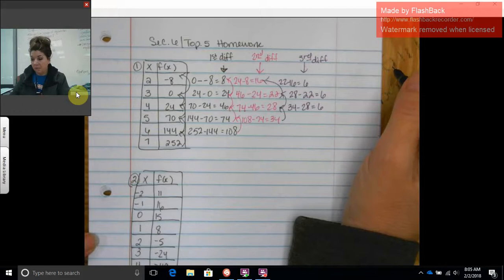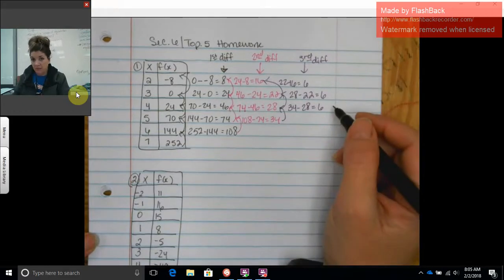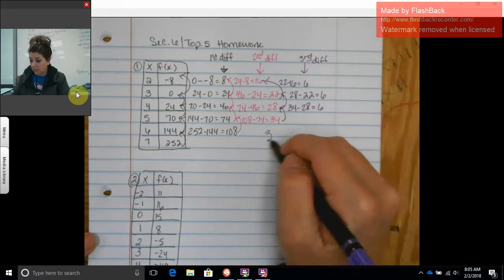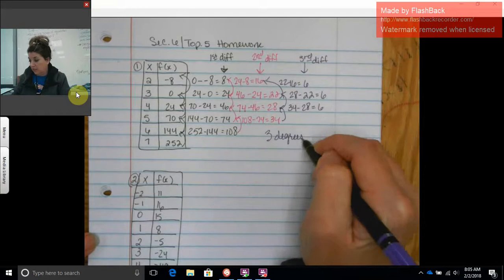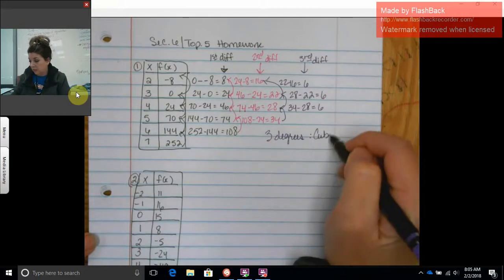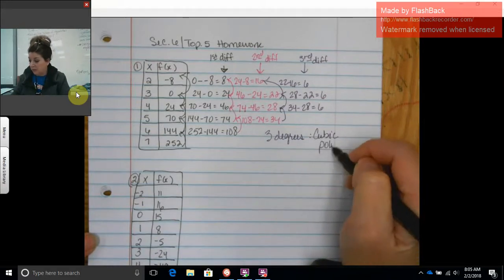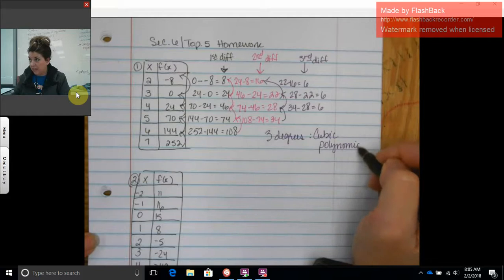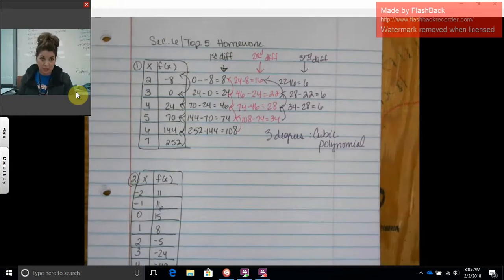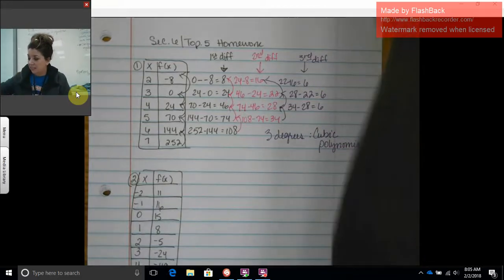So that tells us how many degrees do we have? 3 degrees is called what? This is a cubic, and we can only say polynomial. We don't know how many terms it has. We only know that it has 3 degrees, okay? Everybody good with that? Yes, Miss Fraley. Okay. Next one.